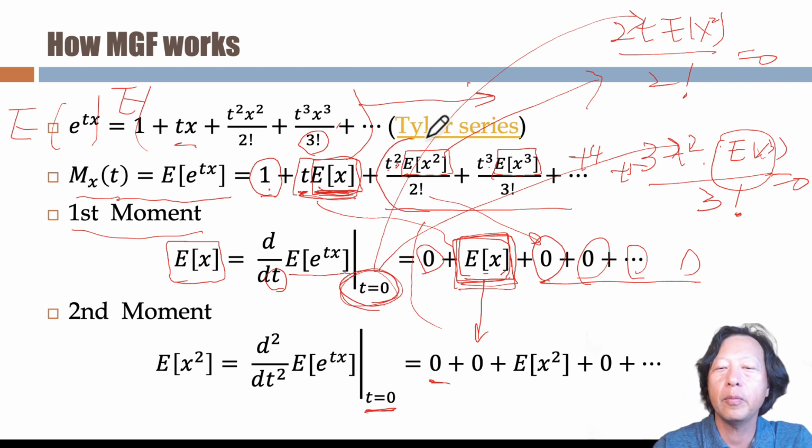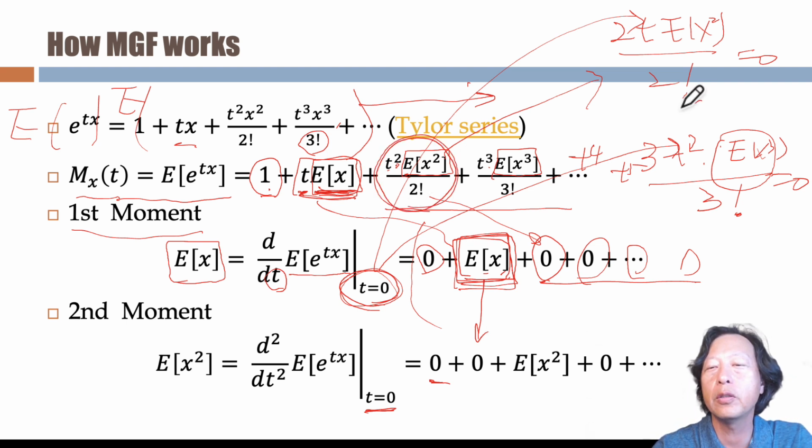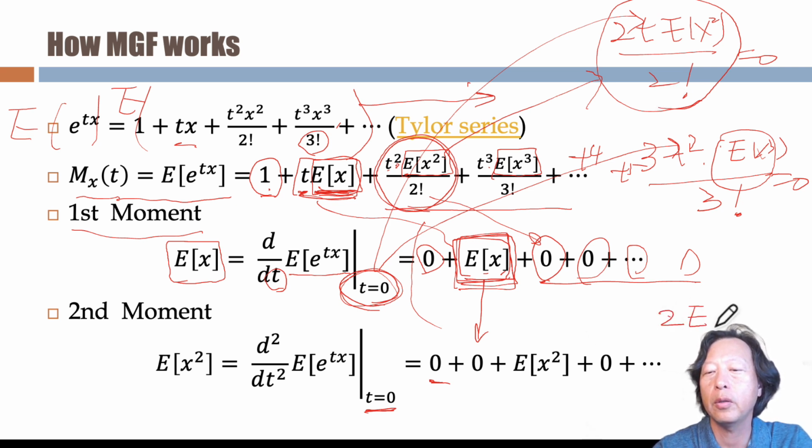However, this is a first derivative, so now 2t x squared divided by 2 factorial. But if you take a derivative one more time, it becomes 2e x squared divided by 2 factorial, right? So these two will be cancelled out, and then only the expected value of x squared remains.